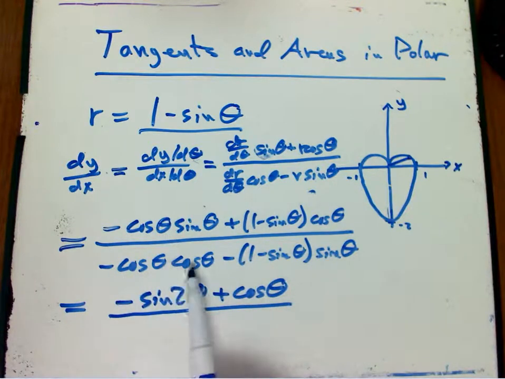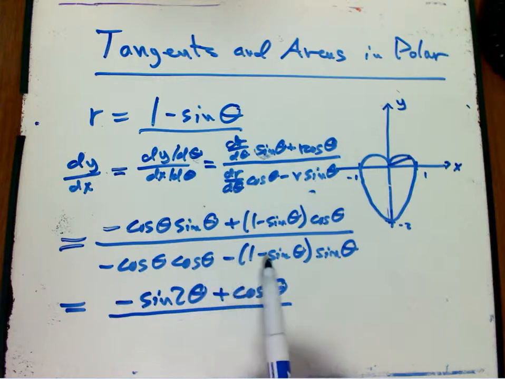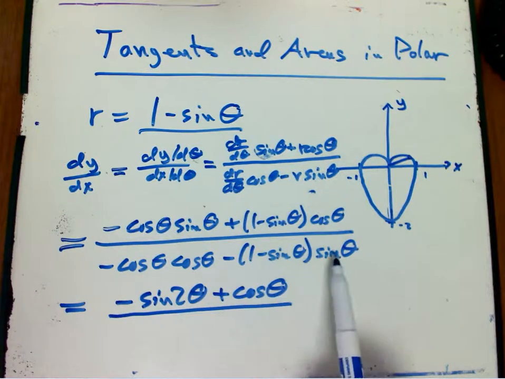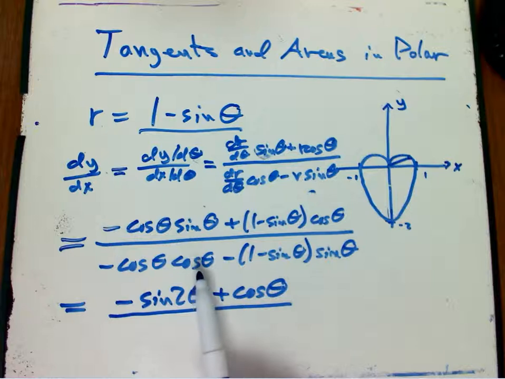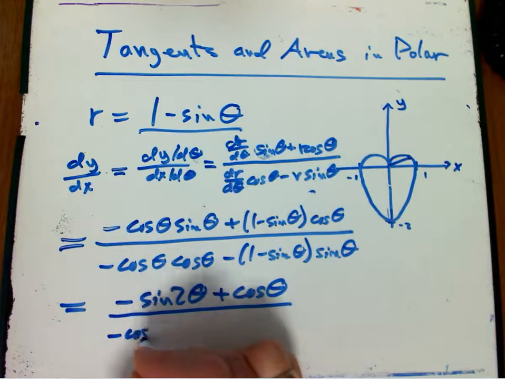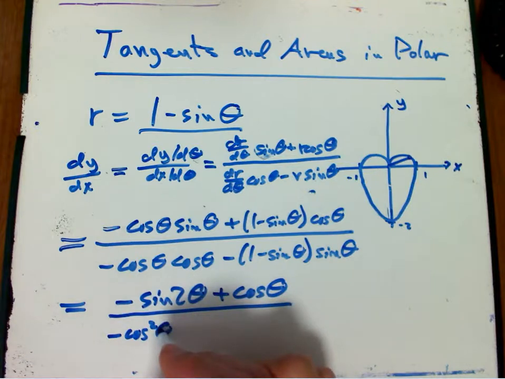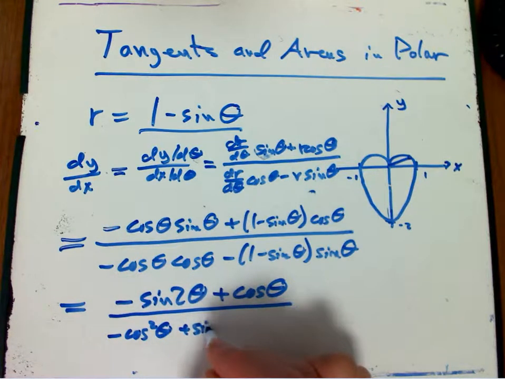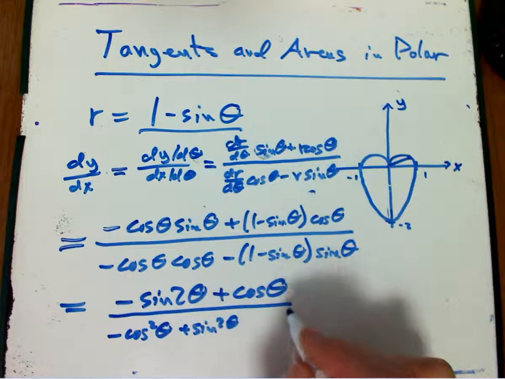But I wanted to point out that it's nice to be on the lookout for those kinds of identities. Here I have minus cosine squared, and minus a minus sine squared. So remember, that's not going to be sine squared plus cosine squared. It's, let's just write it out, minus cosine squared theta plus sine squared theta. And then again, minus sine theta.